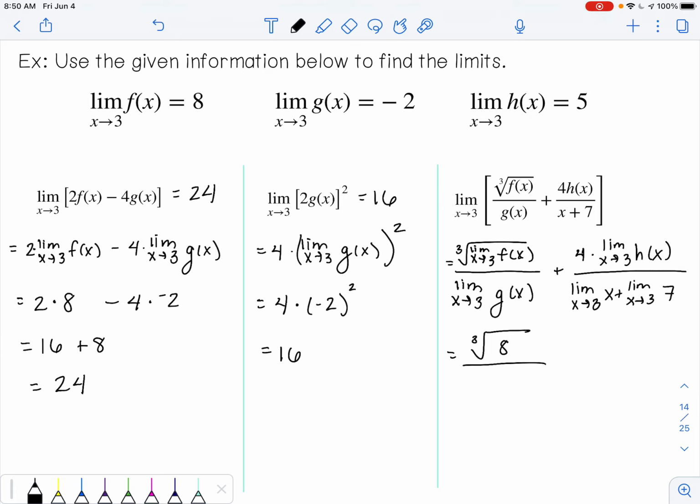So here I'm going to get the cube root of the limit of f, which is 8, limit of g is negative 2, plus 4 times the limit of h of x, which is 5, and then the limit as x approaches 3 of x is going to be 3, and the limit of 7 is just going to be 7. So the cube root of 8 is 2, we have over negative 2, plus 20 over 10.